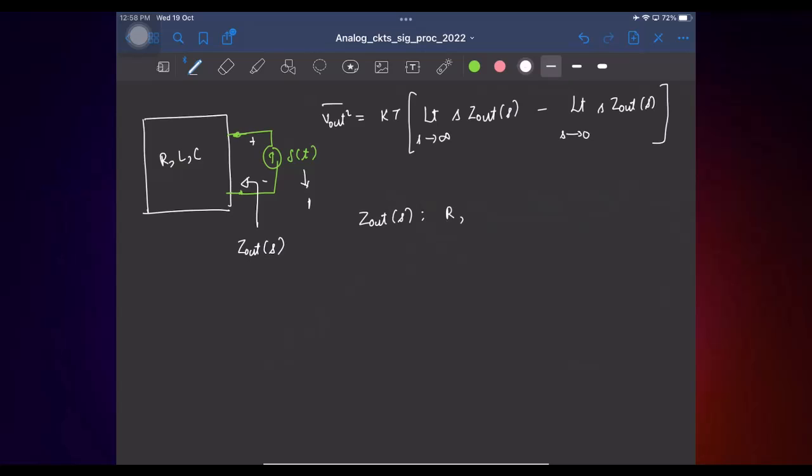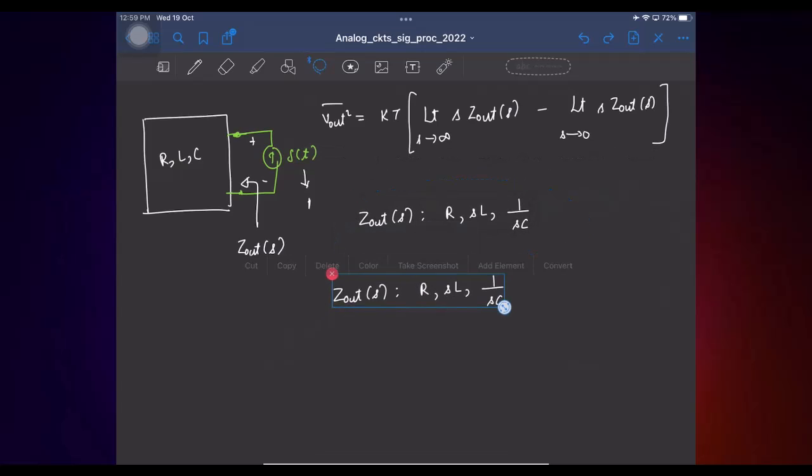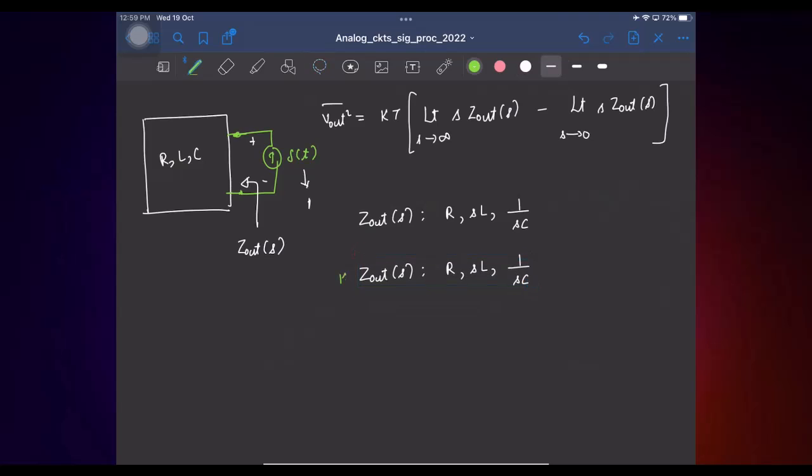For an inductor the impedance is SL, for a capacitor it is 1 by SC. So if I were to scale this impedance by a factor K, how can I scale it? What should I do to the individual resistors, capacitors and inductors? Every impedance here must be scaled, right? That is clear, right? This is K times, K times, K times.